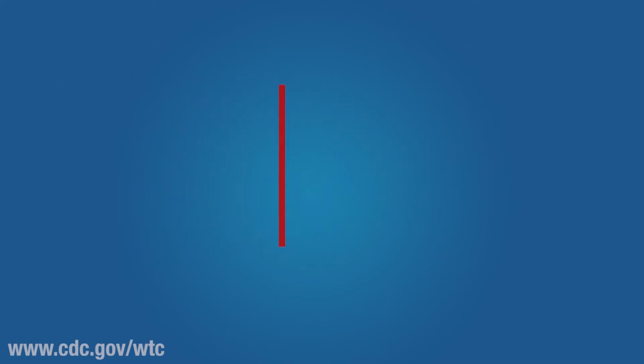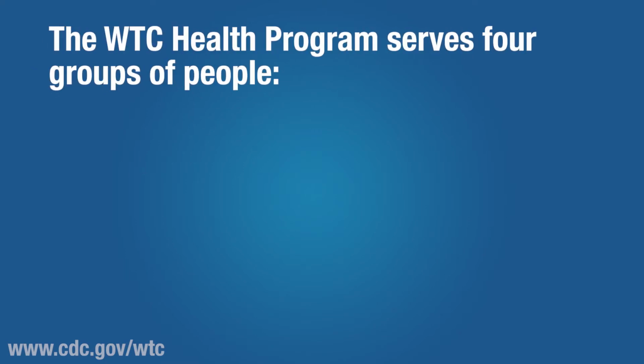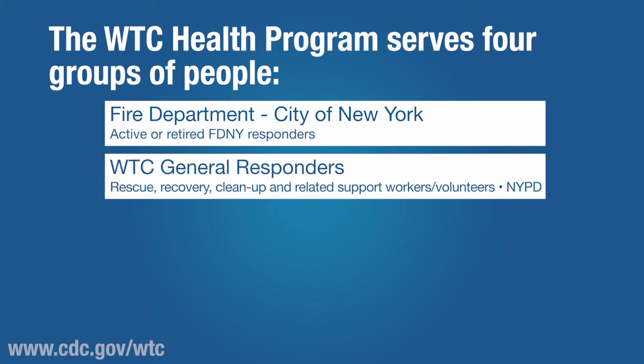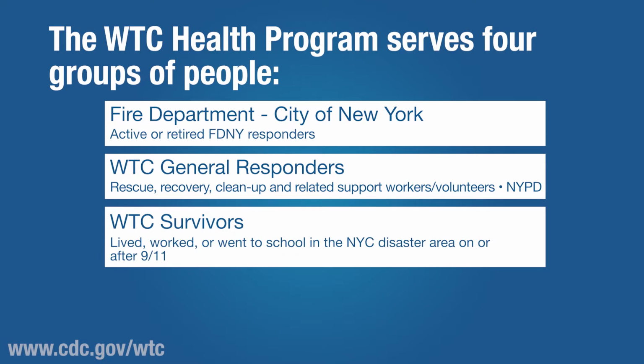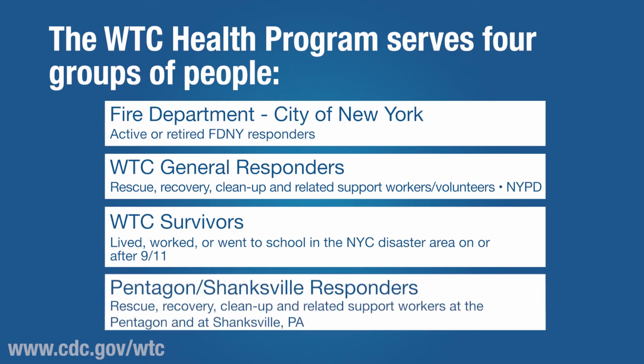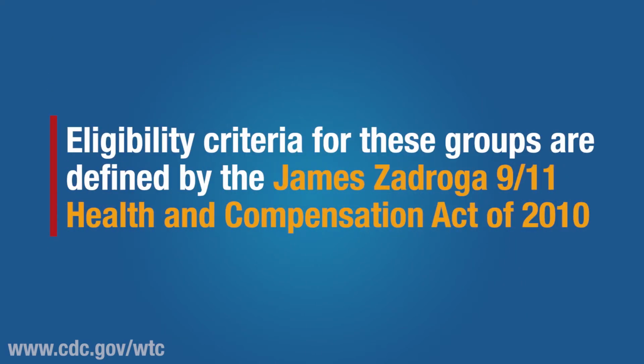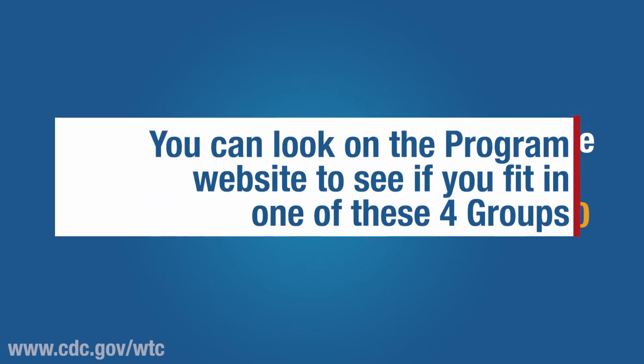The WTC Health Program serves 4 groups of people affected by the 9/11 attacks: FDNY responders, WTC general responders, WTC survivors, and Pentagon and Shanksville responders. Eligibility criteria for these groups are defined by the James Zadroga 9/11 Health and Compensation Act of 2010. You can look on the program website to see if you fit in one of these 4 groups.